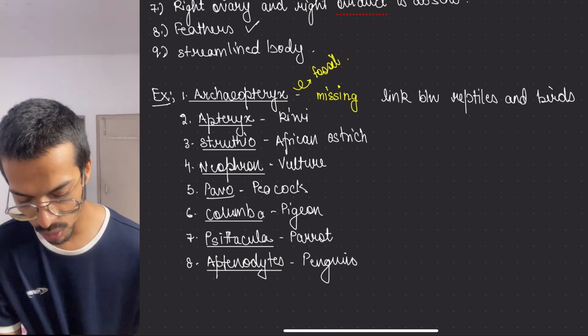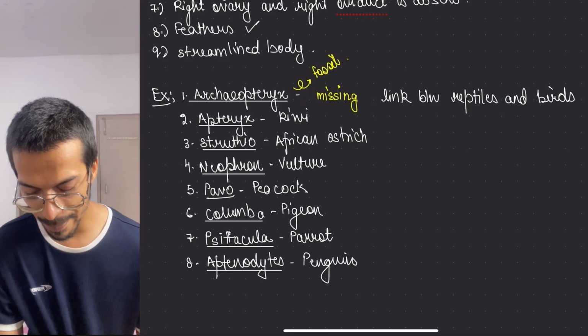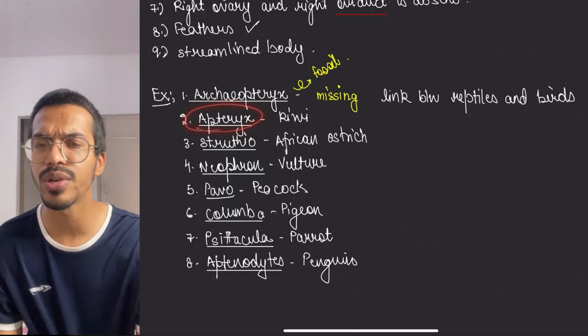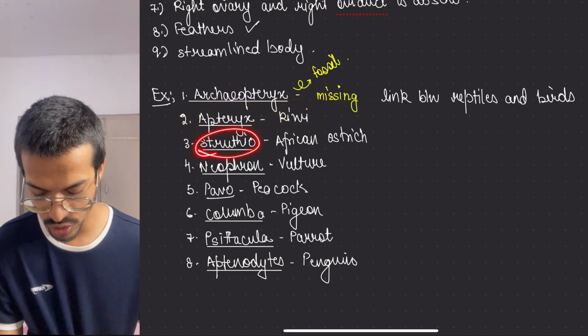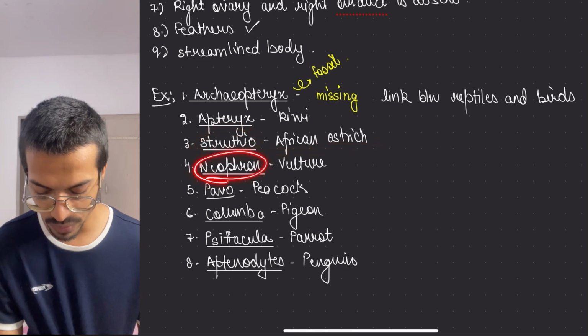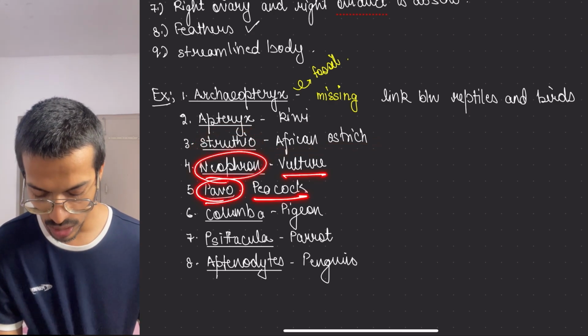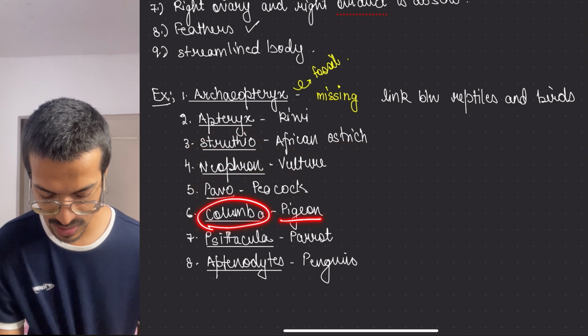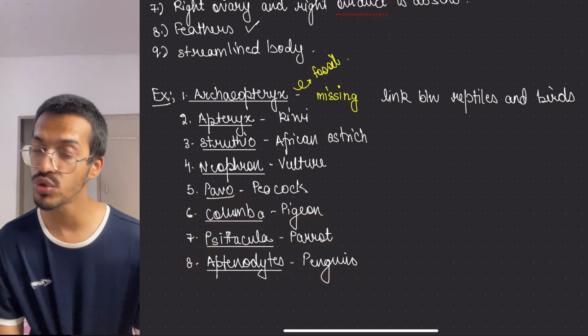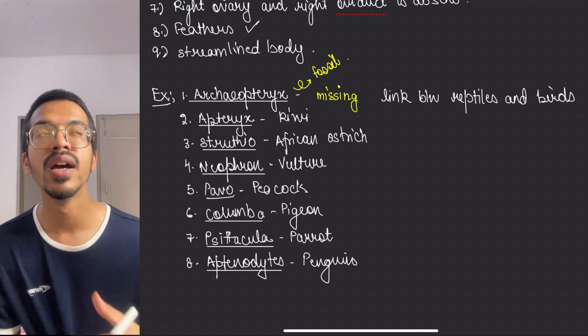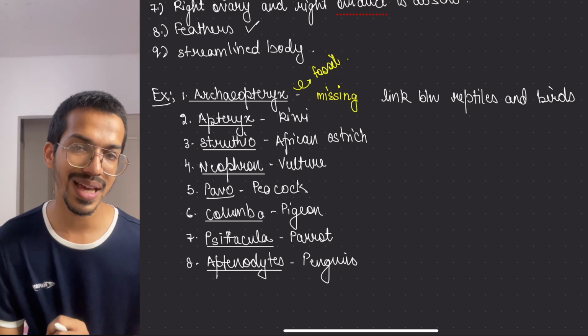Okay, going back onto the other examples, we have Apteryx, that is kiwi. I told you no need to remember it because it's not given in NCERT. There's Struthio, African ostrich. Neophron, that is vulture. Pavo, peacock. Columba, pigeon. Psittacula, that is parrot. Pygoscelis, that is penguins. These are the examples which you have to remember. Read them again and again. Write every day. You will remember these examples that way.